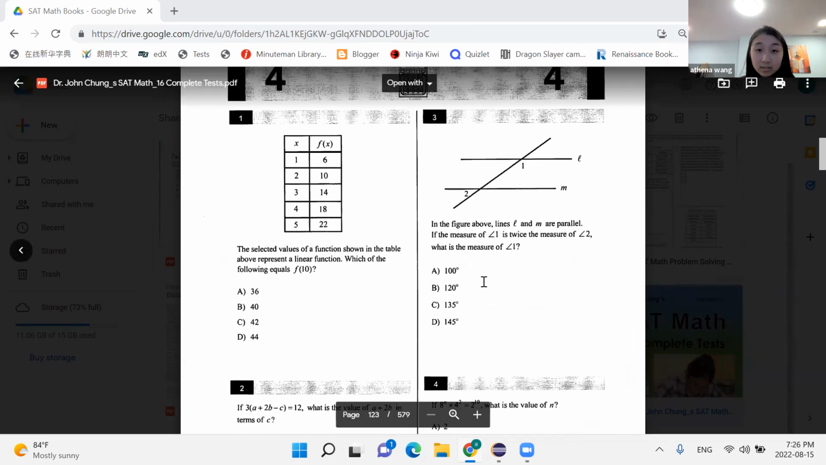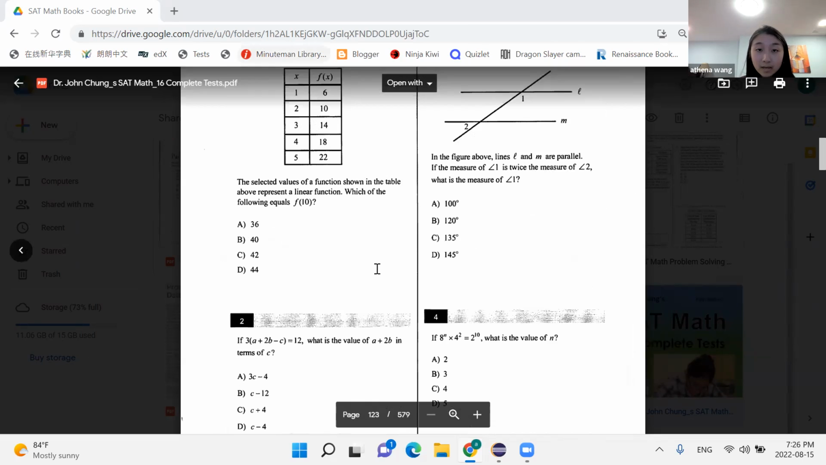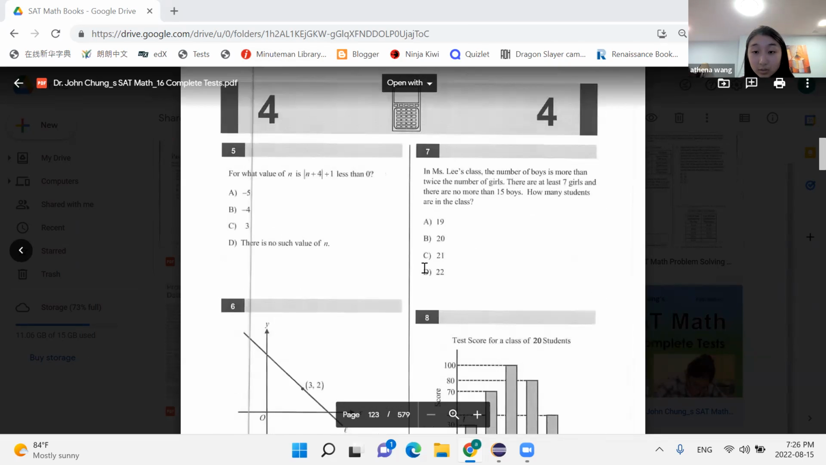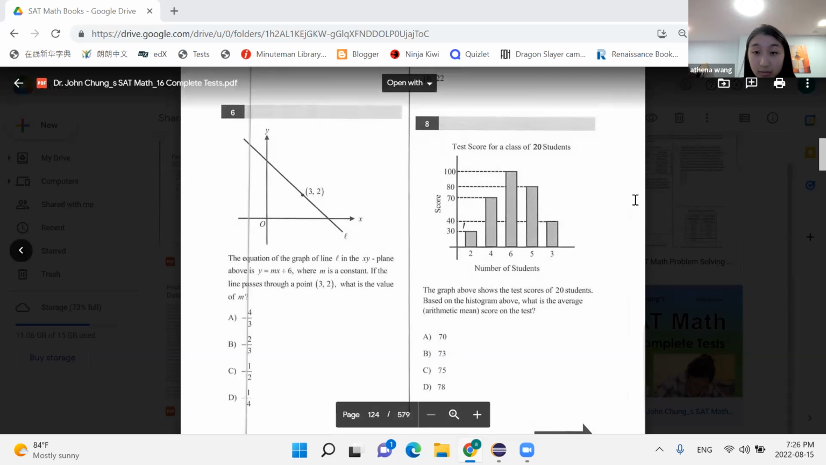Okay, so you want word problems with charts. So we can try number 8. I'll give you some minutes to read the problem and try the answer, and I will do it along with you. If you have the answer, you can chat.